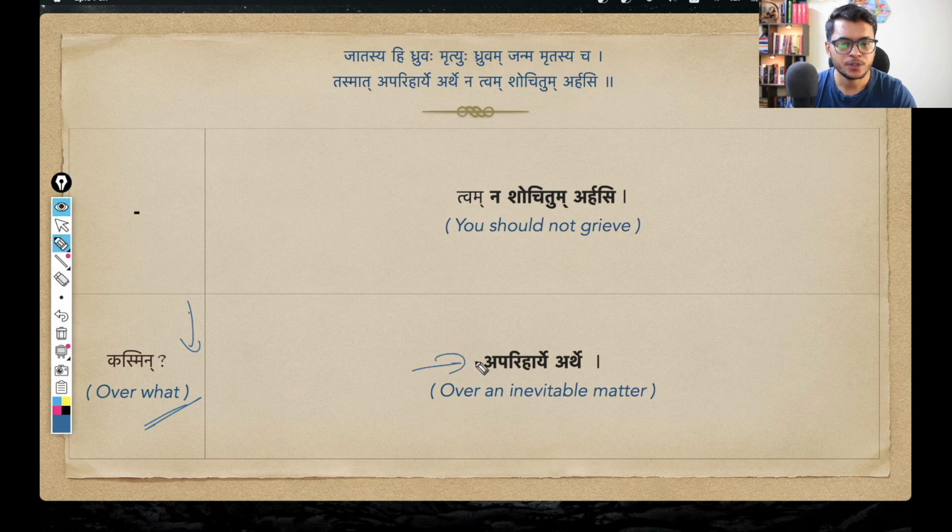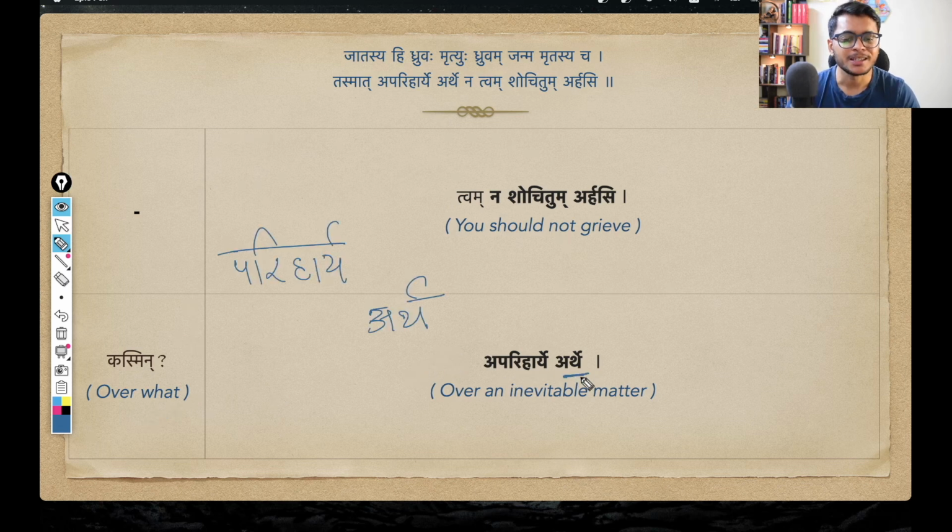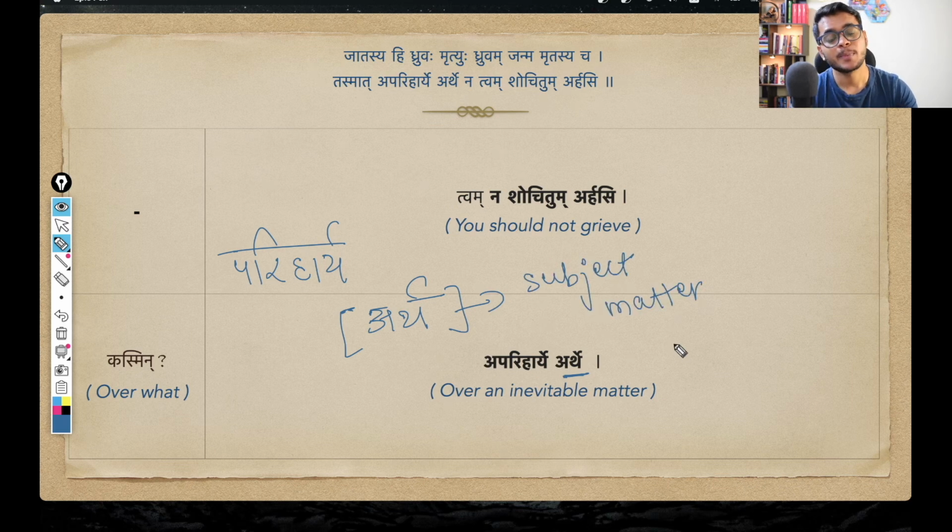And in response, we get these two words, apariharye arthe. So see, this arthe is coming from the Pratipadika artha. And artha has a lot of different meanings in Sanskrit. Artha is used for wealth, money. It is also used as meaning. But here in this context of the shloka, artha is used in the meaning of subject matter. When we discuss something like do not worry over this matter, do not worry over this subject, there is another word for it, Vishaya in Sanskrit. So artha is used in that sense, that subject matter.